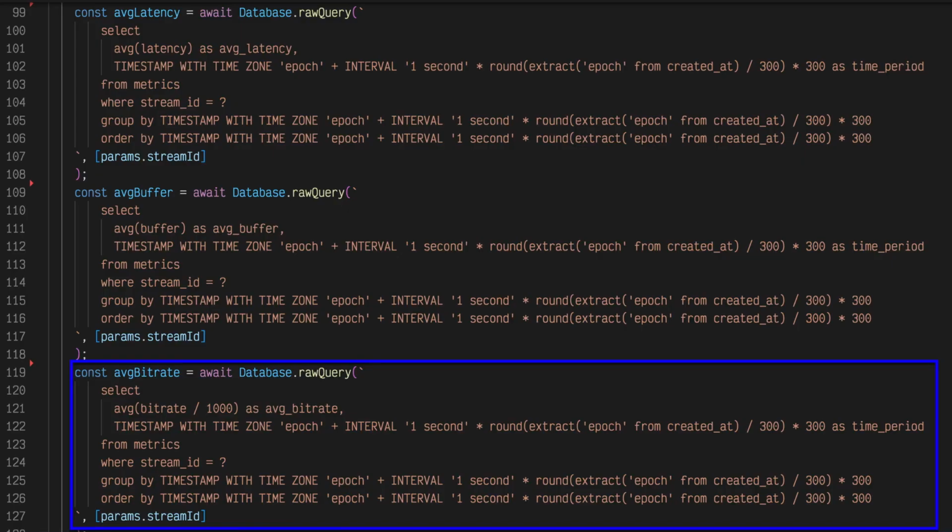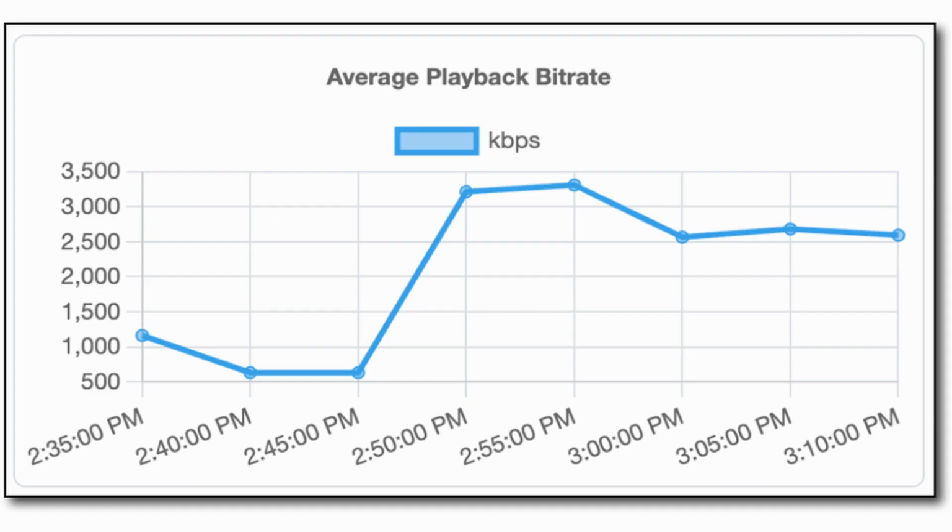This query is used to retrieve playback bitrate. Once again, this data is aggregated at a 5-minute interval. This data is presented as a line chart.